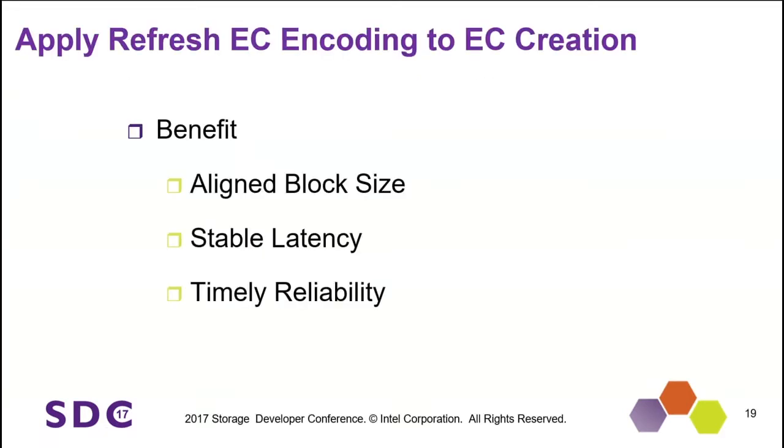This way, every erasure code operation, no matter data creation or data overwrite, is in block-line size. The operation latency of creation and overwrite is the same, so the latency is stable. Since there is no need to wait for EC stripe companions, it has timely reliability.